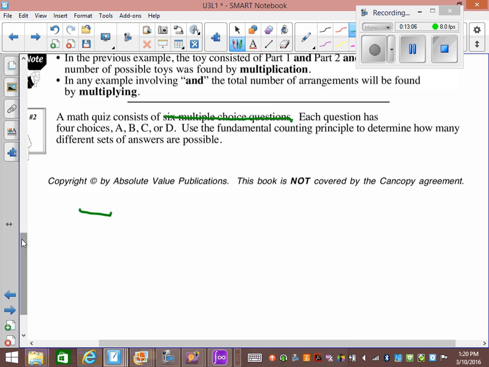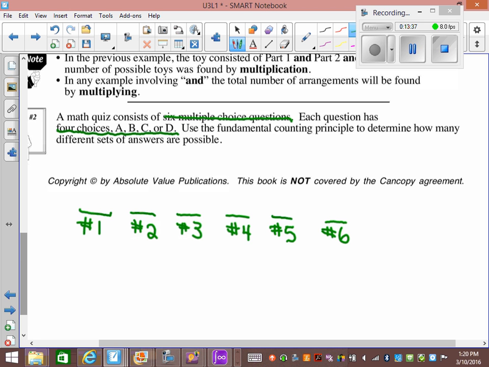So we're going to put them at 1. Oops, I don't know why I put a comma. I'm used to sequencing the series in grade 11. 1, 2, 3, 4, 5, 6 parts that make a whole. Each of those is a question. So I have question number 1, question number 2, question number 3, question number 4, question number 5, question number 6. Okay? Each question has 4 choices. A, B, C, or D.